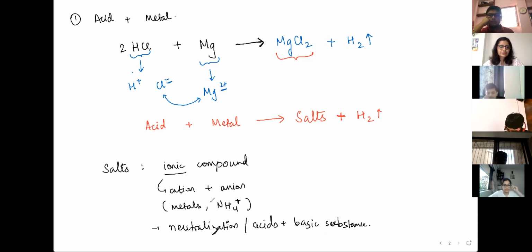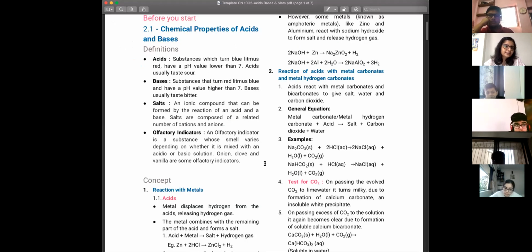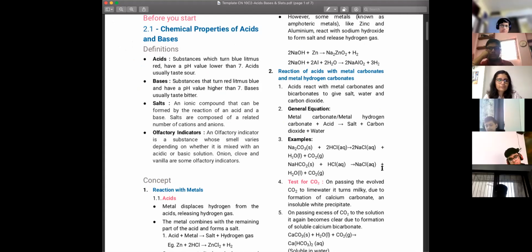Ma'am, so neutralization is compulsory or it is just a possibility? What is compulsory? I didn't get you. Divya, can you repeat what you asked? Neutralization. Oh, you're asking what is neutralization? No. Is neutralization compulsory for that or not? Like, there is no other way for salts. I mean, you have displacement, double displacement and all of that, but where do you get salts from is usually from a neutralization reaction.